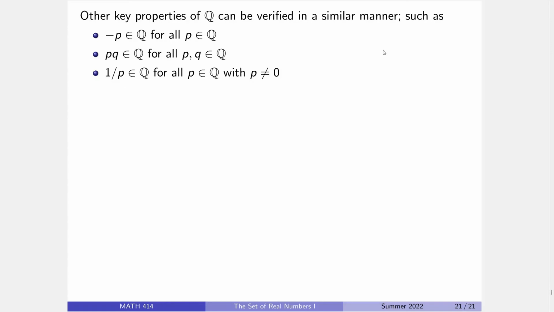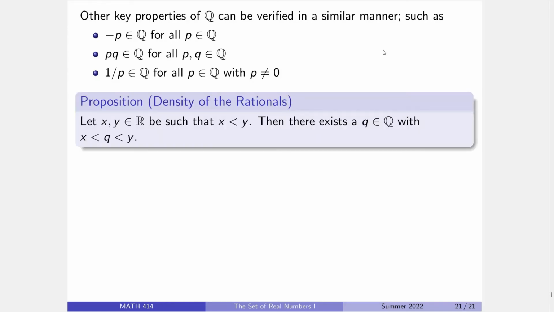But let's finish today off with one of the best proofs ever. The set of rational numbers is dense, meaning that if I take two real numbers, I can always find a rational that lives strictly between them. And the good news is that we've got all of the tools we need to prove this. And not only just prove it, really slickly prove it.